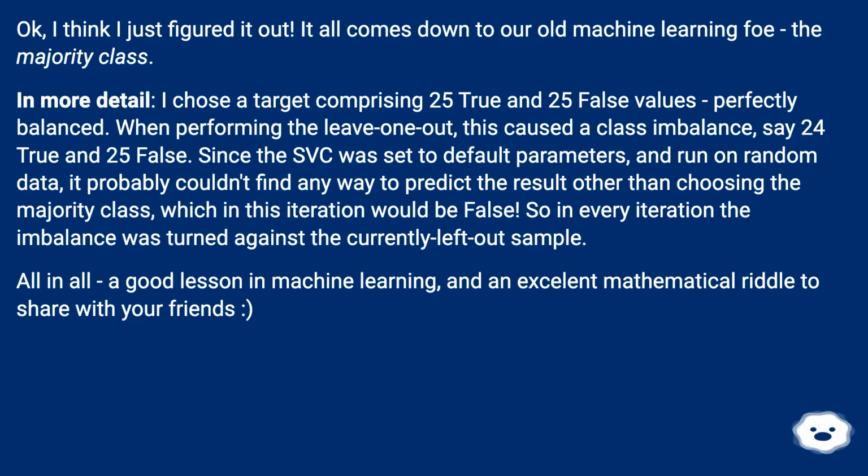Since the SVC was set to default parameters, and run on random data, it probably couldn't find any way to predict the result other than choosing a majority class, which in this iteration would be false. So in every iteration the imbalance was turned against the currently left out sample. All in all, a good lesson in machine learning, and an excellent mathematical riddle to share with your friends.